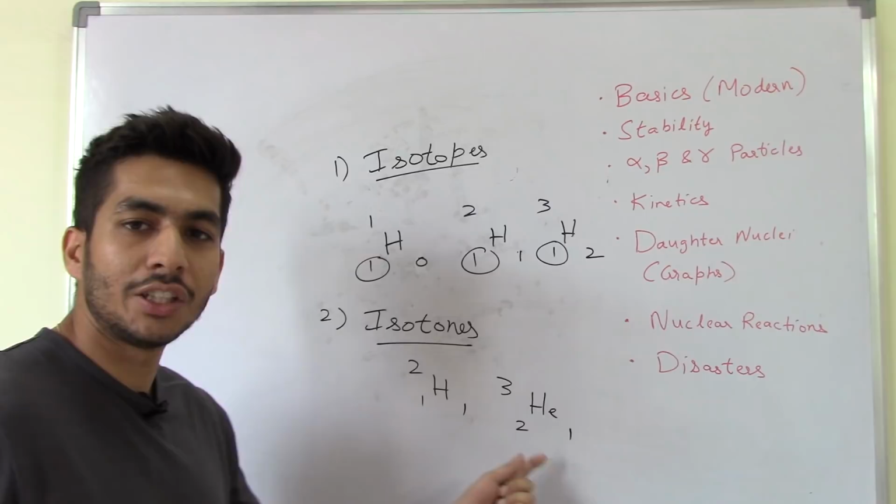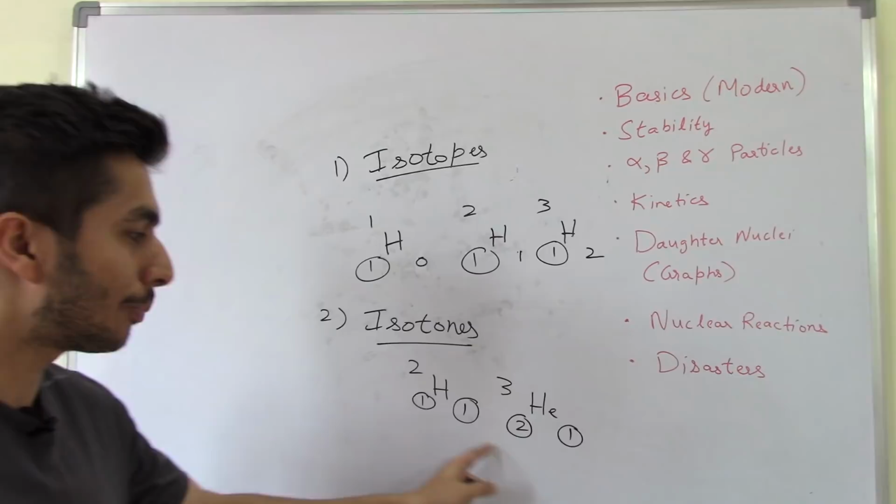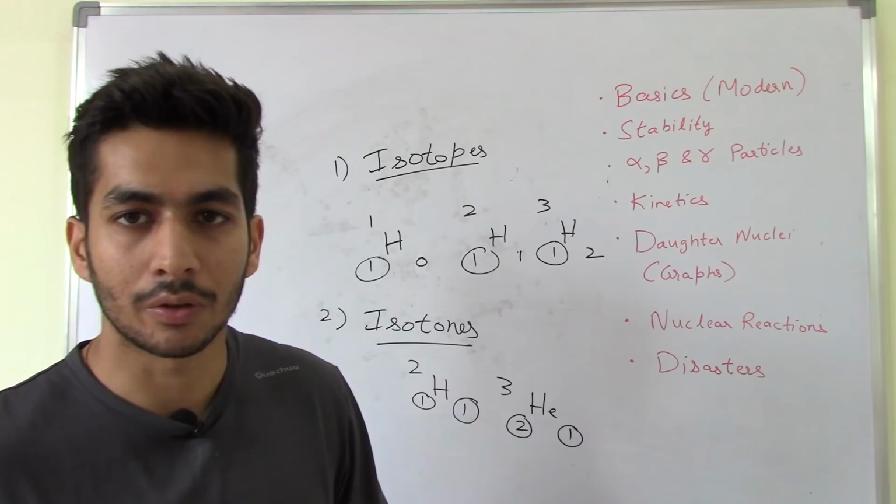This has one proton, this has two protons, so the protons are different. But if I talk about the number of neutrons, this one has one neutron, this one also has one neutron. So the neutron number is the same but the proton number is different. So these two elements are called isotones. Same neutron number but different proton number, whereas for isotopes it was same proton number but different neutron number, right?